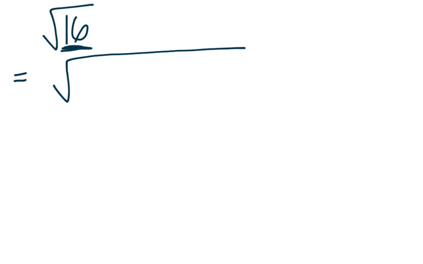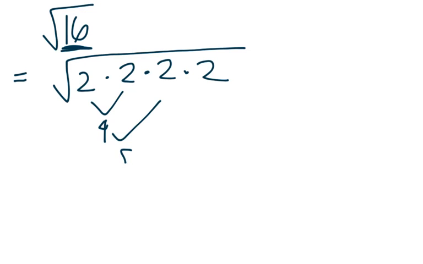The radical sign stays there. And the prime factorization of 16, as we had just figured out, was 2 times 2 times 2 times 2. You can check that because 2 times 2 is 4, 4 times 2 is 8, and 8 times 2 is 16. And all of these are prime factors. So that is our radicand rewritten with its prime factorization.